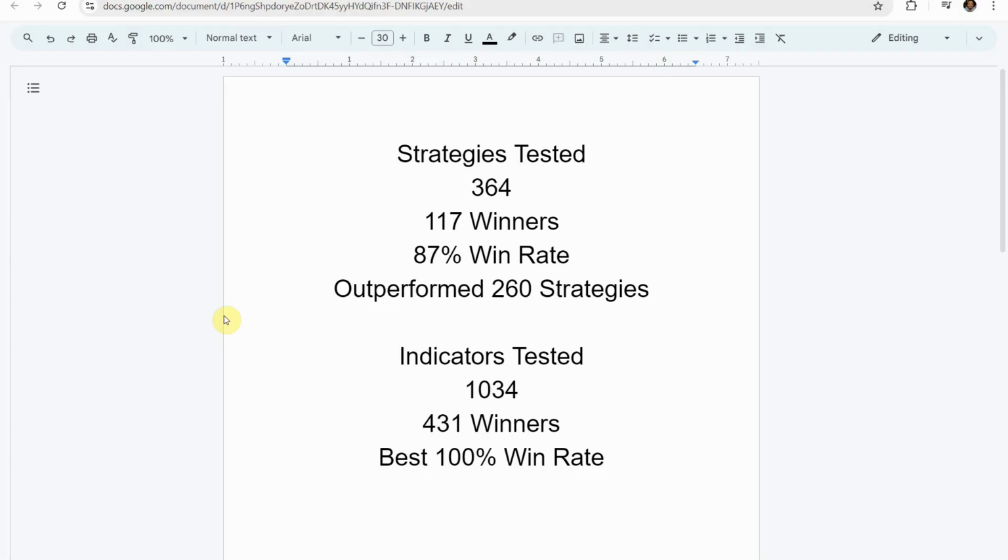Alright, as I said, today we will be testing a Forex scalping strategy. Before we do though, I wanted to put the testing scoreboard up for everyone to see. So to date, we have tested a total of 364 different strategies, with 117 of them being winners. The best one so far was able to achieve an 87% win rate. That was achieved using the Academy Forex indicator. And so far, since we've been keeping track, it has outperformed 260 of the other strategies that we have put it up against, every single one so far. We've also tested a total of 1,034 indicators, with 431 of them being winners.